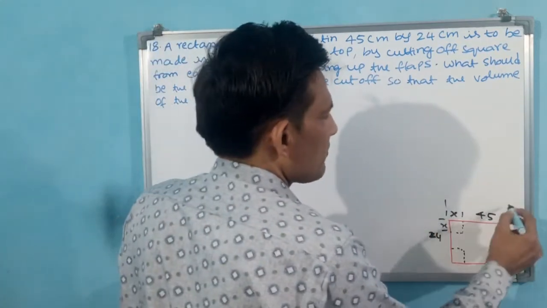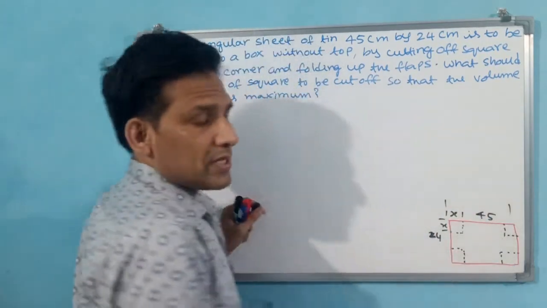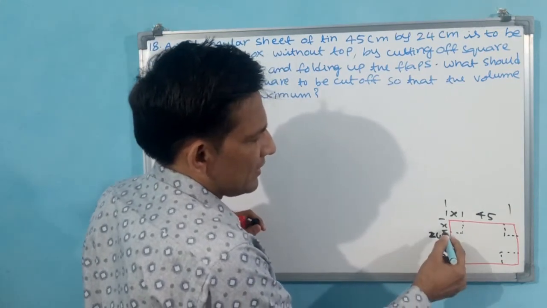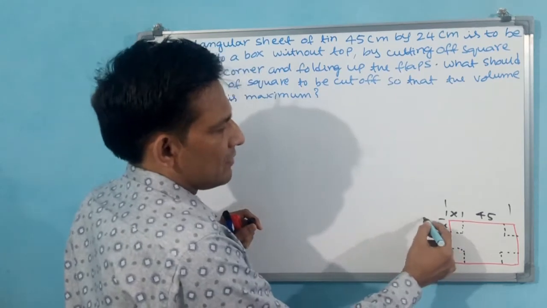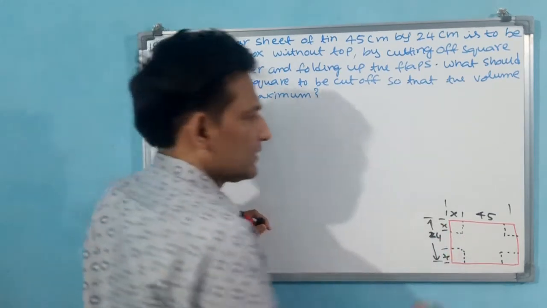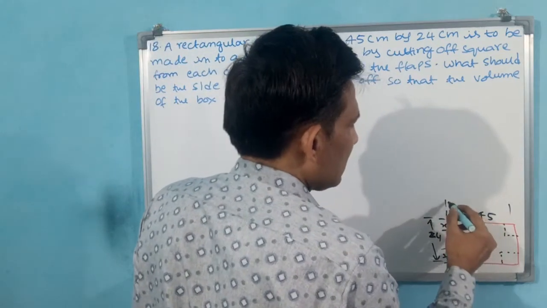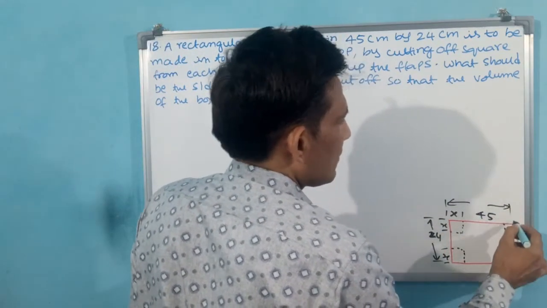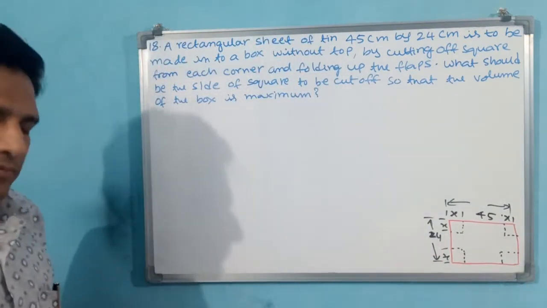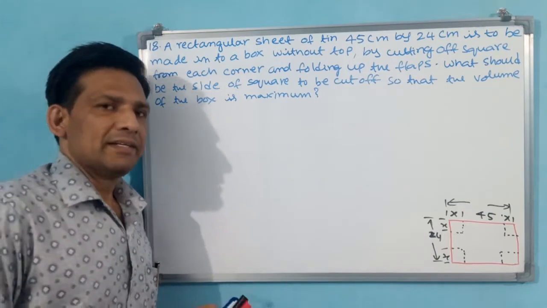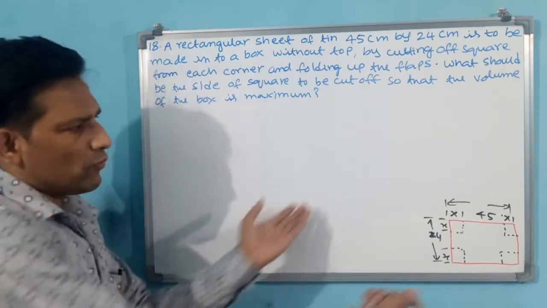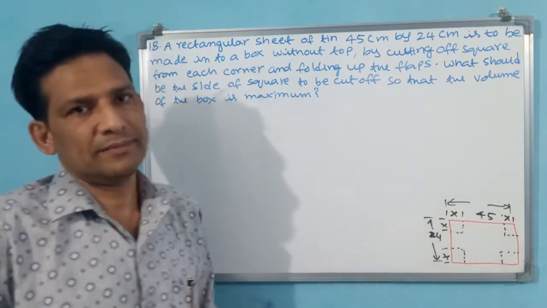Automatically the length is going to become 45 minus 2x, and the breadth is going to become 24 minus 2x. Why? Because here also x is going to be cut. Earlier it was 24 in total, now 24 minus 2x. Earlier it was 45 in total, now 45 minus 2x. Then what will be the height? Length and breadth we know. Height will be x only, because when you fold, automatically the height is going to become x.